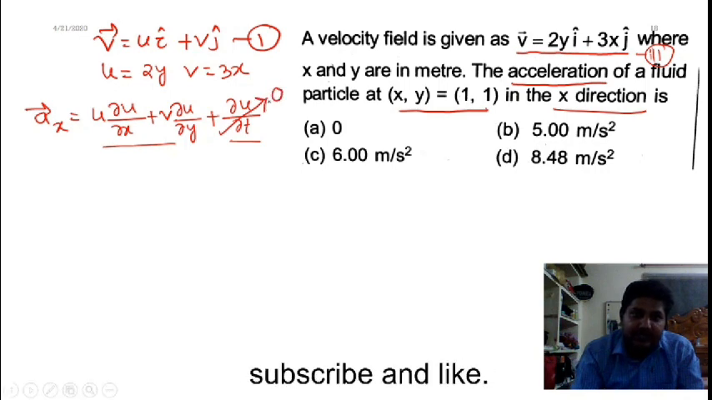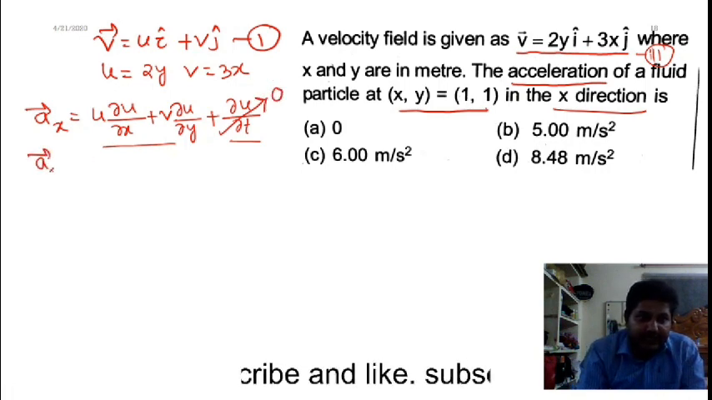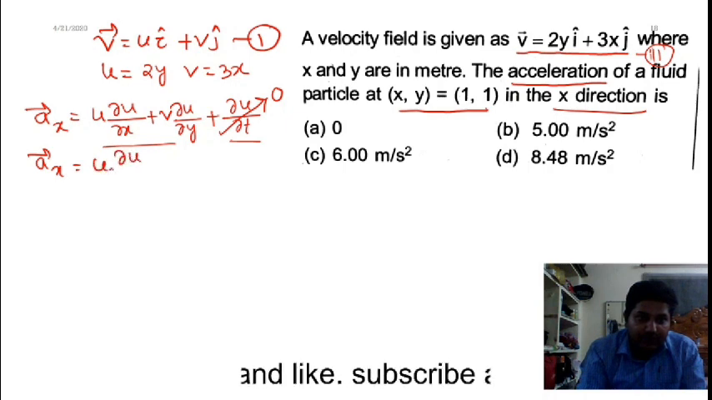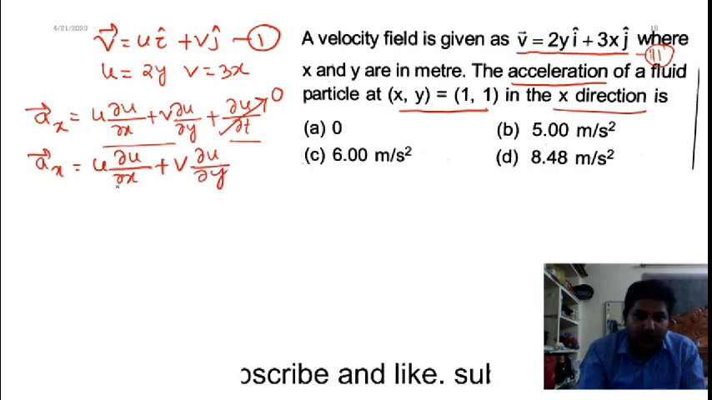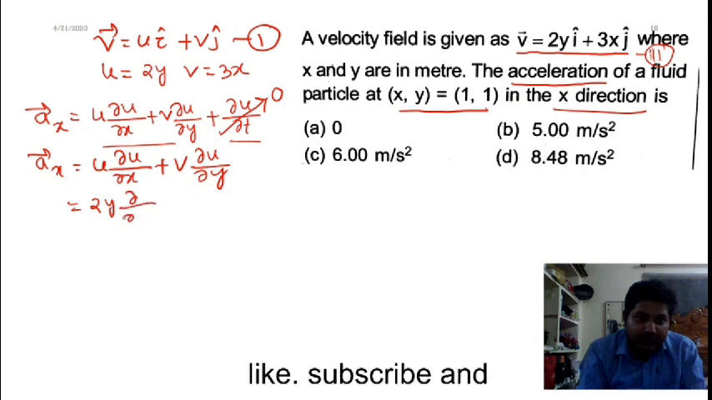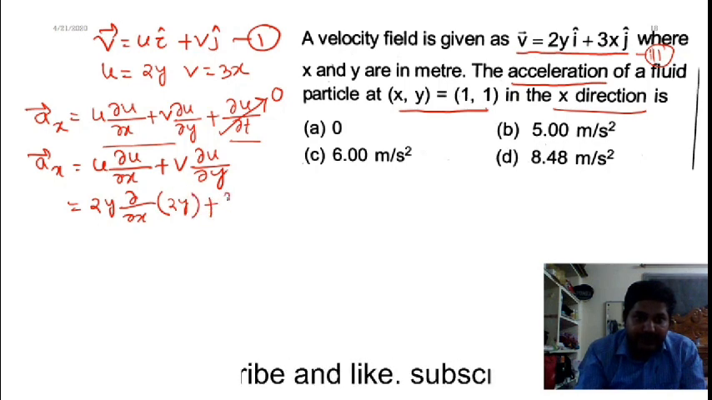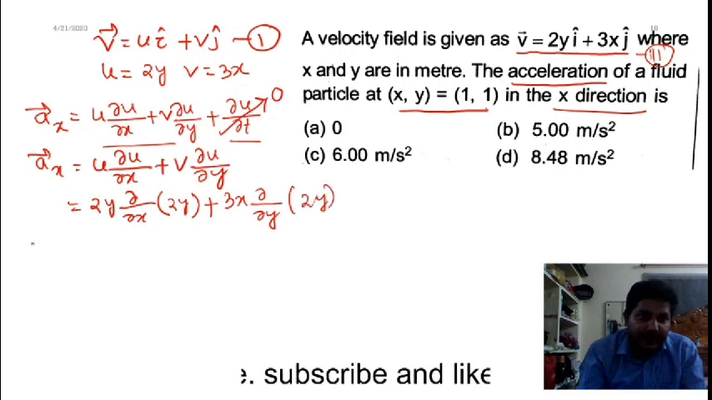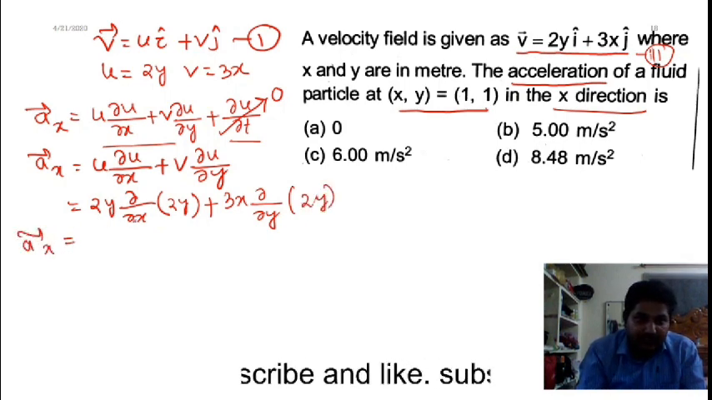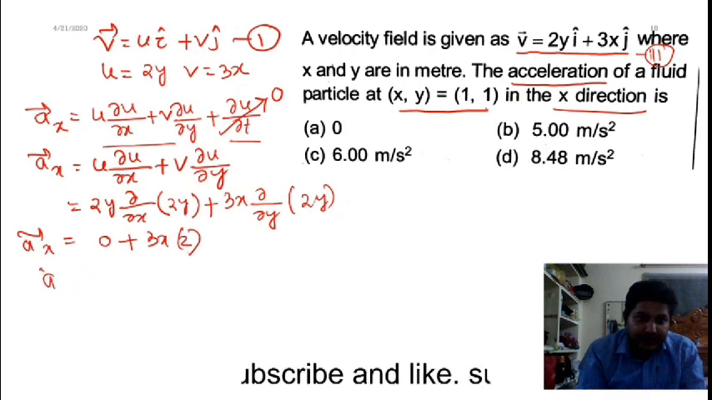So the expression in x direction is reduced to u del u by del x plus v del u by del y. So u is how much? U is 2y. So I have del by del x of u, where u is 2y, plus v is 3x, and del by del y of u is again 2y. Now the acceleration in x direction is coming out to be the partial derivative with respect to x, which is 0, plus 3x into 2. So the acceleration in x direction comes out to be 6x.